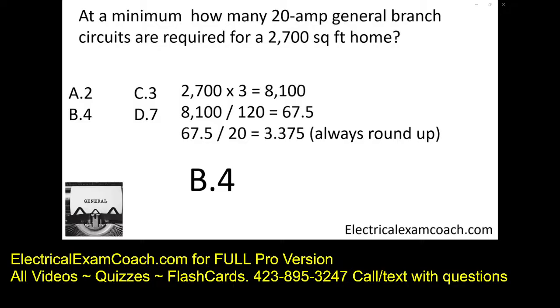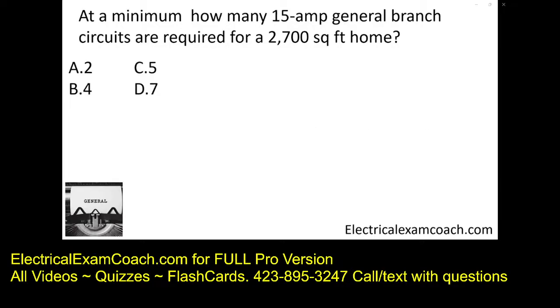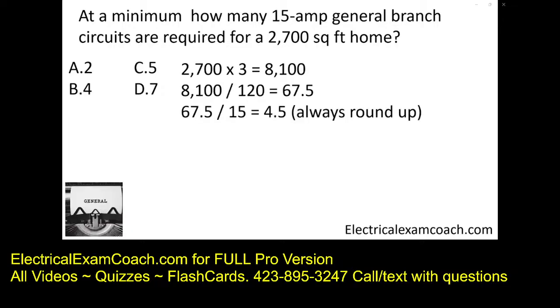And now let's do a 15-amp version. At a minimum, how many 15-amp general branch circuits are required for a 2,700 square foot home? The first thing we're going to do is take our 2,700 and multiply it by 3 VAs per square foot. Then we're going to take that and divide it by 120, which is our circuit voltage. Then we take that remainder there and divide it by the size circuit, and in this case, it's 15 amps. It's going to equal 4.5, and we're always going to round up to 5.